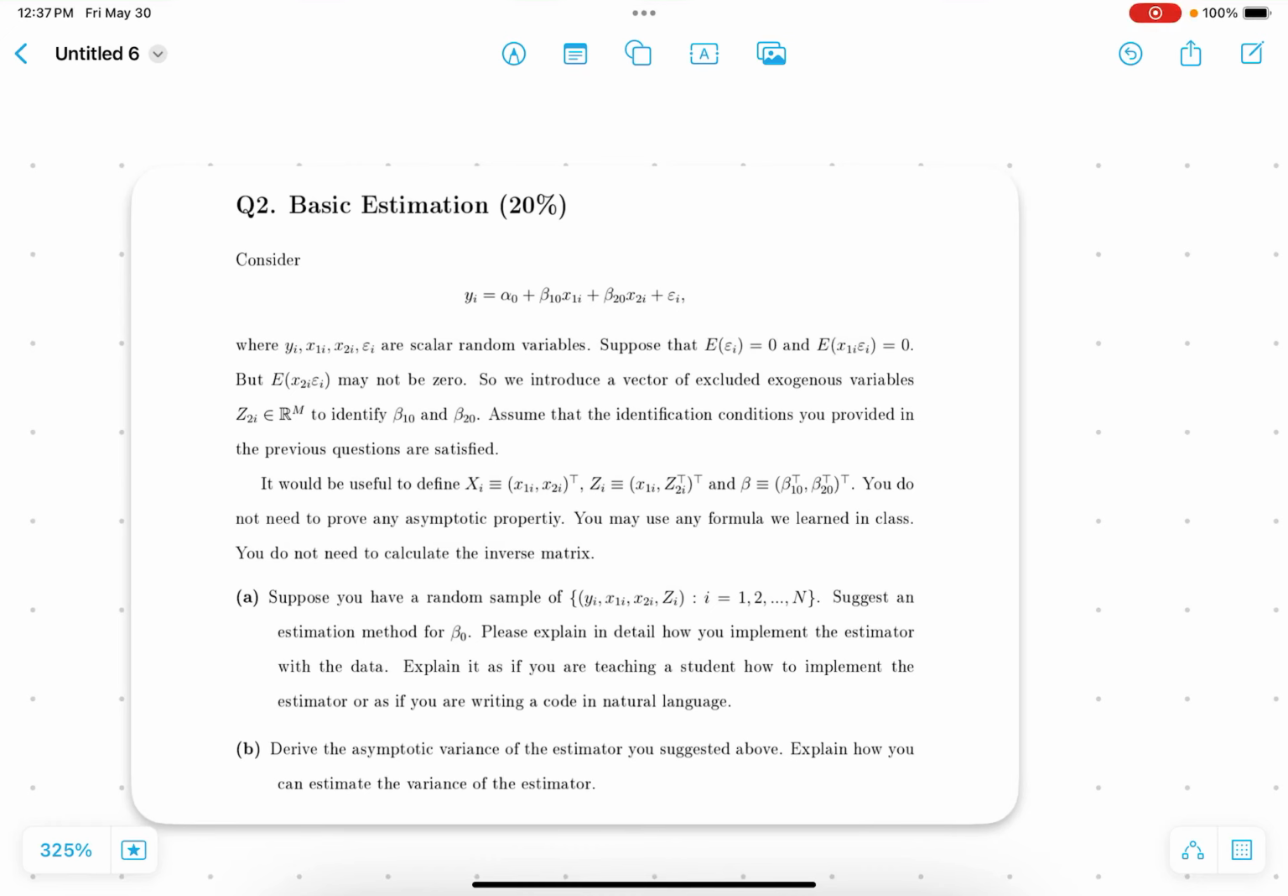Hello, today I'm going to solve the second question of the final exam using the two-stage least squares approach. And you will see that it's much more difficult than the GMM approach. Still, I see that many students tried the two-stage least squares approach. So you have to understand, when you do something, if it's the right way, like easy or not, right? So let me start.